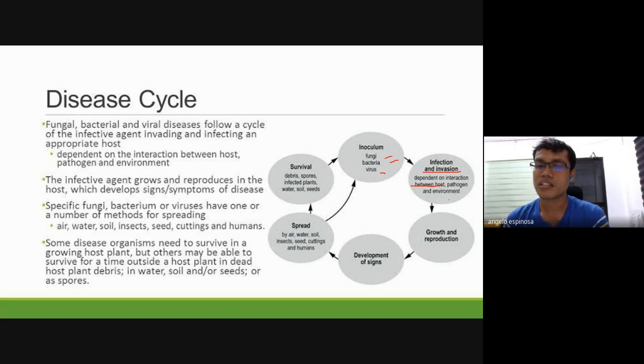Pathogens and environment. So, maapektuhan yung pathogens. And then, magkaroon ng pathogens and then maapektuhan yung ating environment. And then, growth and reproduction ng diseases. And then, magkakaroon ng development of signs. So, dun yung makikita yung signs.